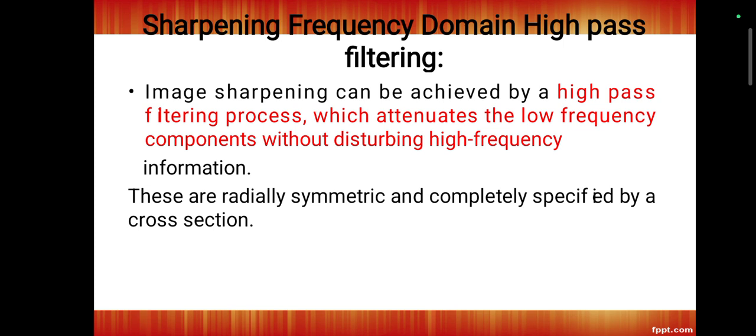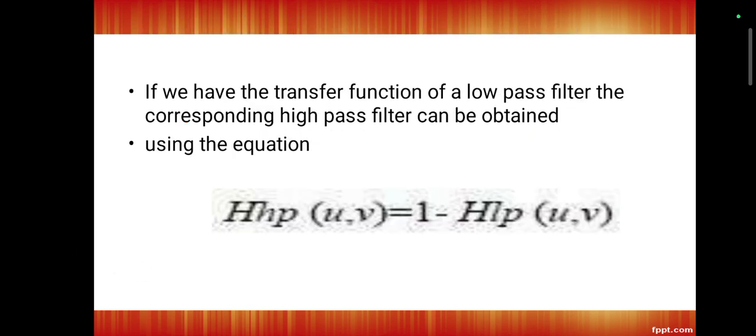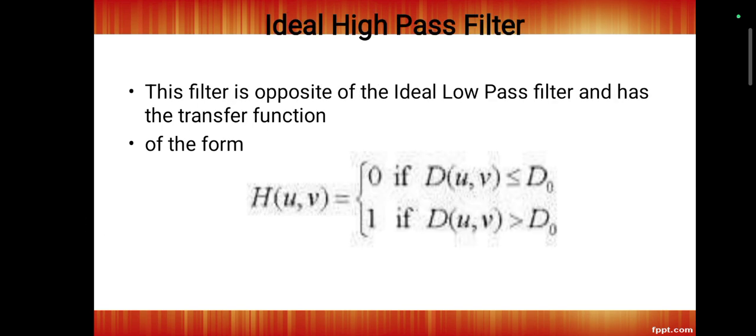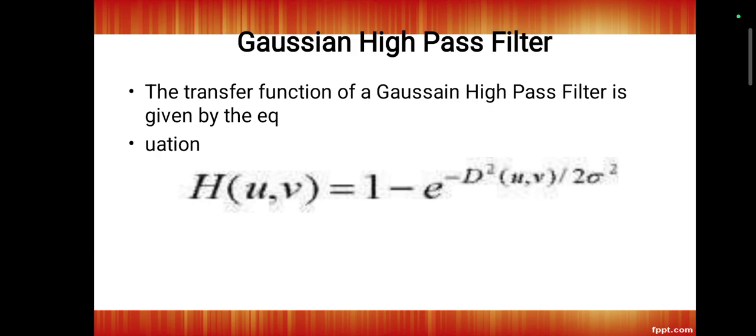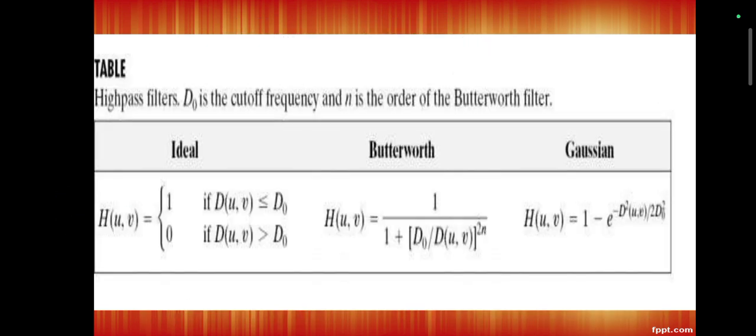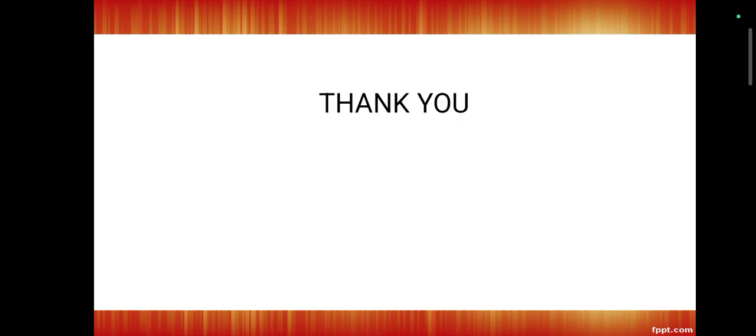Sharpening, the frequency domain high pass filtering, is a process which attenuates low frequency components without disturbing the high frequency information. So here the ideal high pass filter is like this. The Butterworth filter has its transfer function, and the Gaussian high pass filter has the transfer function we discussed earlier. And comparing this table, we have the smoothing filters for smoothing the spectrum. Hope this helps. Thank you.